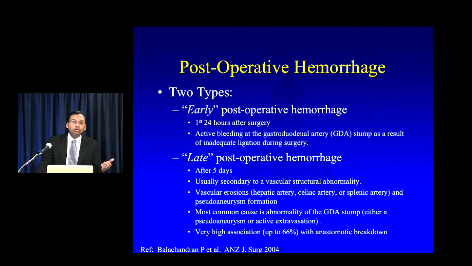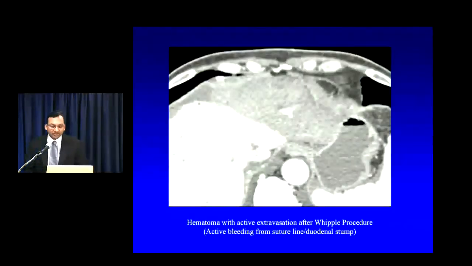So it could be an erosion, a pseudoaneurysm, but again, it's typically going to be from the GDA stump, either active erosion with extravasation or a pseudoaneurysm. Now, these late postoperative bleeds have a very high association with anastomotic breakdown, and again, it goes without saying, associated with very high morbidity and mortality.